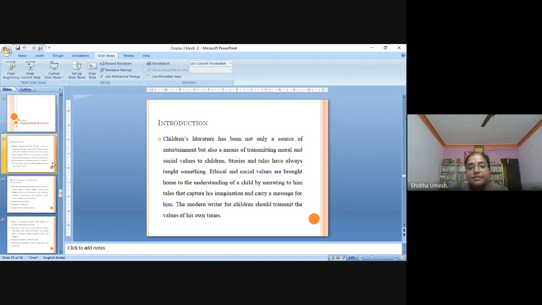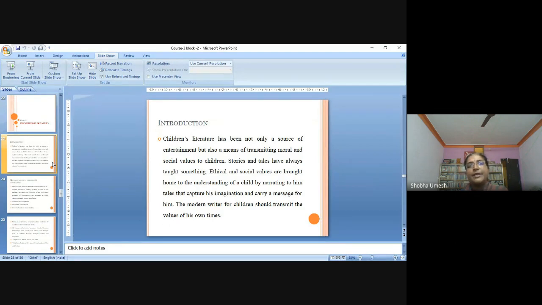See, when we write stories or when we narrate a tale to the child, we will be teaching certain behavioral attitudes to the child. So, stories and tales have always taught something. So, every story has a morality, or certain ethics, or logic in it. See, ethical and social values are brought home to the understanding of a child by narrating to him tales that capture his imagination and carry a message for him.